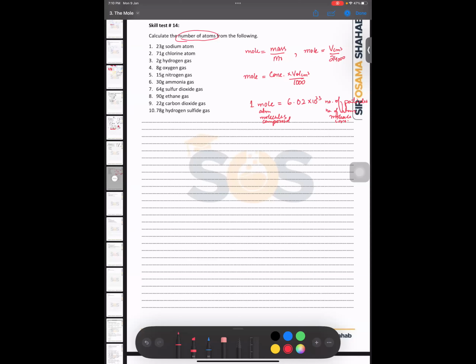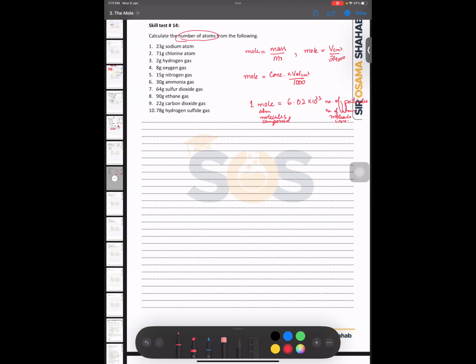Okay, so we are going to start with the first example. In the first example, we have 23 grams of sodium atoms. So definitely if you find the moles of this and then multiply it with 6.02, what does it give you? It gives you the number of atoms, because actually you have atoms.